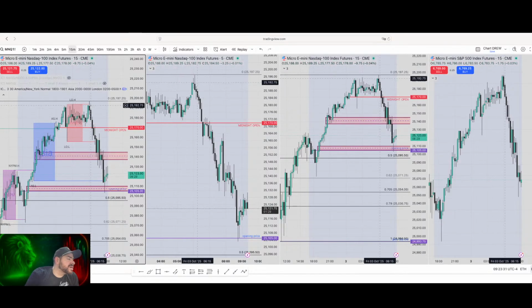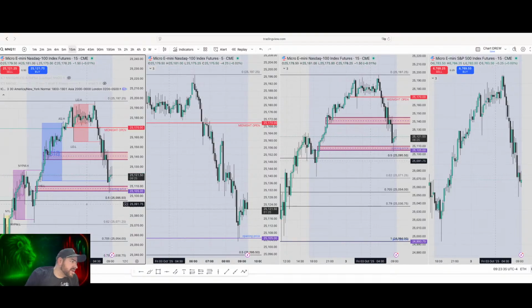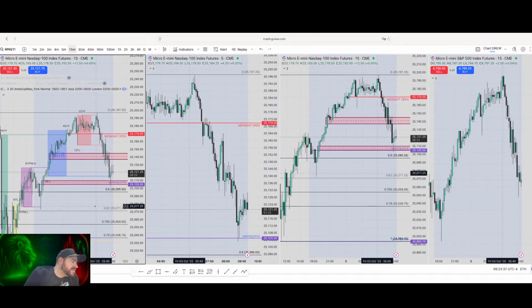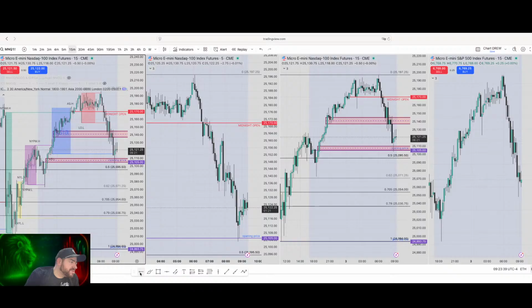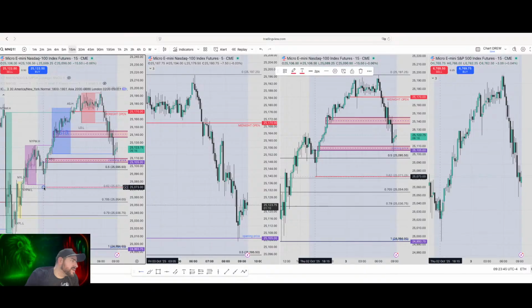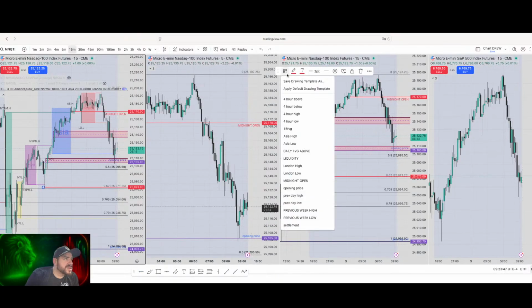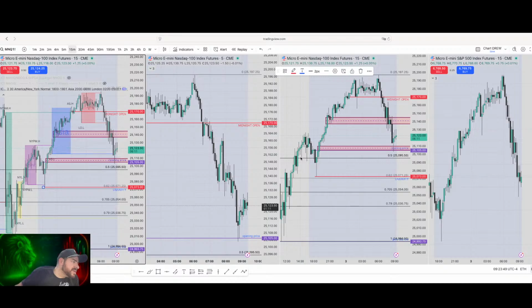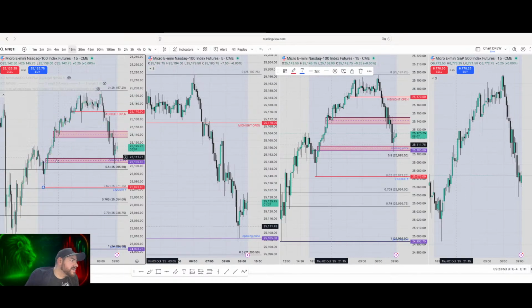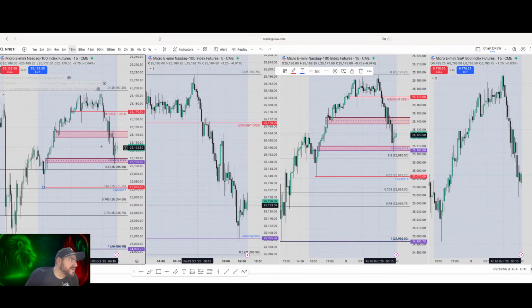London low, we took out. London high, we took it out. Asia low, we just took it out. This is the only liquidity we got down here, which is pretty much New York PM low from yesterday. We'll just put a little liquidity line there just to let us know we have something down there. But we pretty much took both of them out, London low and London high.